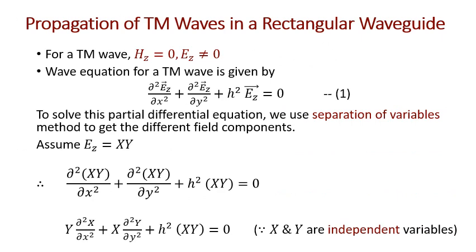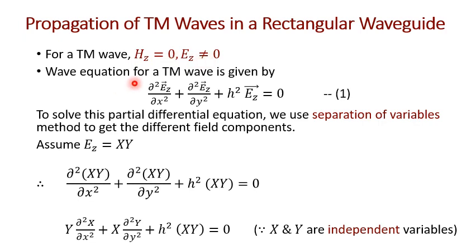Now we will look at the propagation of TM waves in a rectangular waveguide. So we know that for a transverse magnetic wave, the magnetic field is always transverse to the direction of propagation of the wave. So if you assume that the wave is propagating in the z direction, then there will not be any component of the magnetic field along the direction of propagation of the wave. That is, Hz will be equal to 0 and Ez will not be equal to 0.